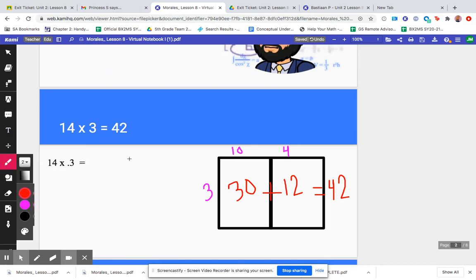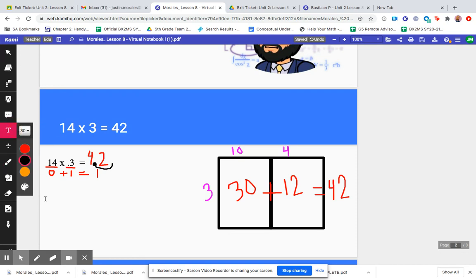But after that, you want to make sure you count the number of digits to the right of the decimal. So for 14, there are 0 numbers to the right of the decimal. And 3/10, there is 1 digit to the right of the decimal. So 0 plus 1 equals 1. That means in our final answer, we must have 1 digit to the right of the decimal. So I'm going to write 42, and then all I'm going to do is 1 jump. And our answer is 4.2.